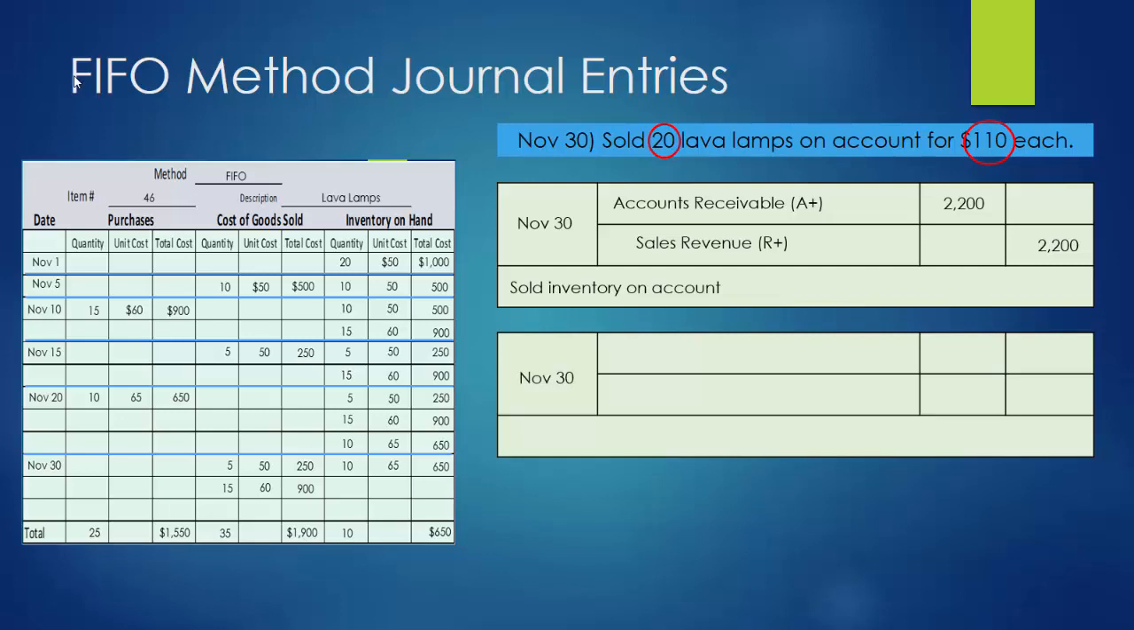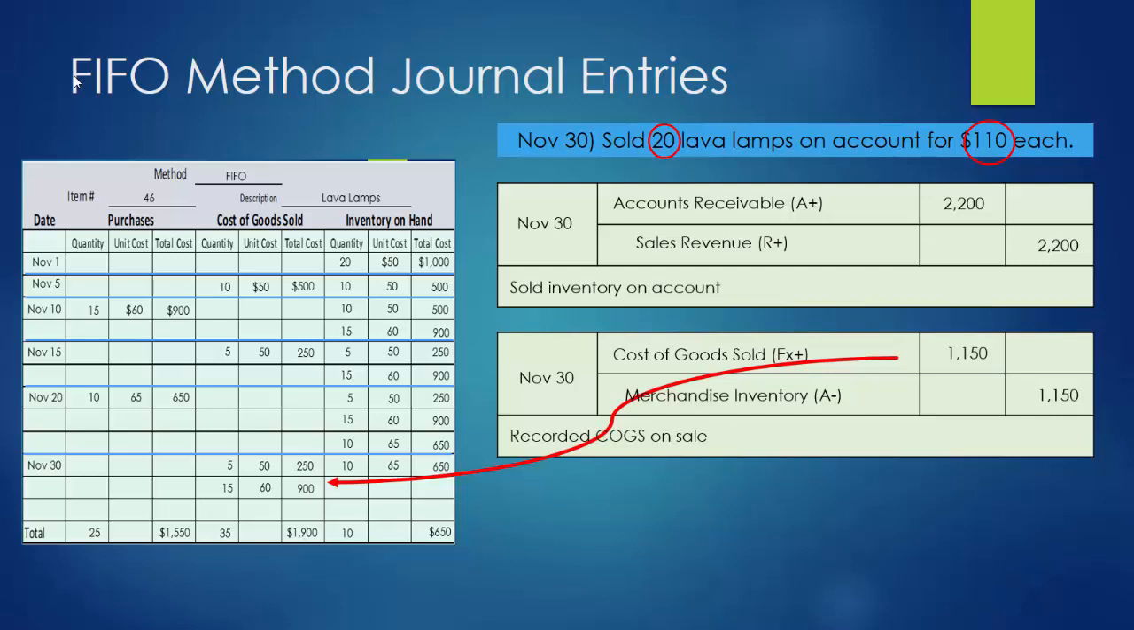For the expense portion of this sale, we're going to once again debit cost of goods sold. How much? Let's go back to our record. We had 5 $50 units with a total cost basis of $250. We had 15 $60 units with a total cost basis of $900 that we sold. So in total, the cost that we're going to report as our cost of goods sold is equal to the sum of those two numbers. $1,150 is going to be our COGS for the November 30th sale. And we're going to credit merchandise inventory for that same amount to decrease our inventory. $1,150, we recorded our COGS on sale.